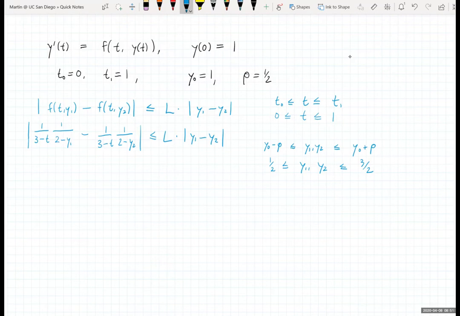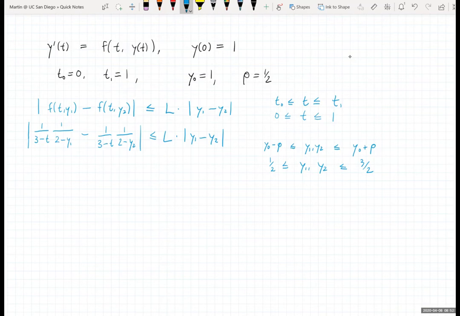So plugging in the definition of f, what I want to show is that the absolute value of 1 over 3 minus t times 1 over 2 minus y1, minus 1 over 3 minus t times 1 over 2 minus y2, the difference, is bounded from above by some constant L times the absolute value of y1 minus y2. Okay, let's take a look.